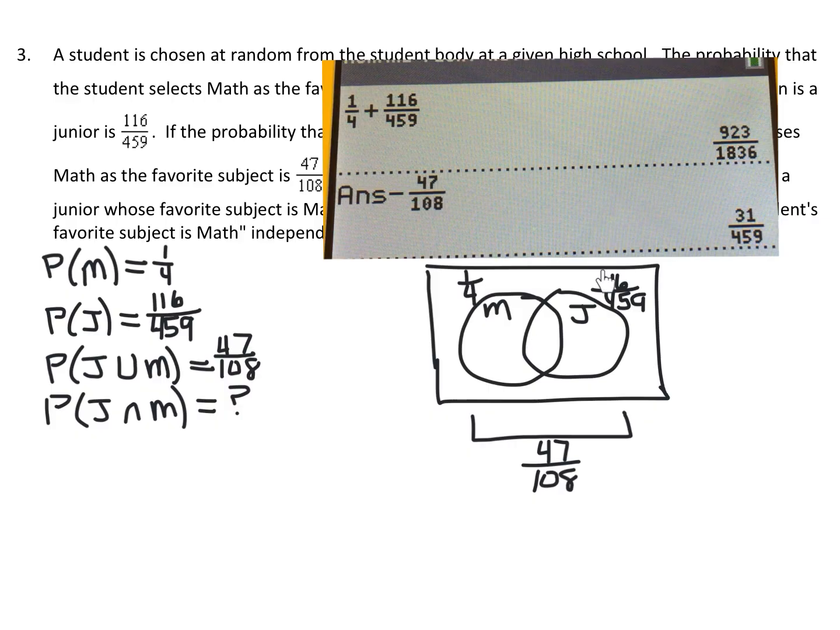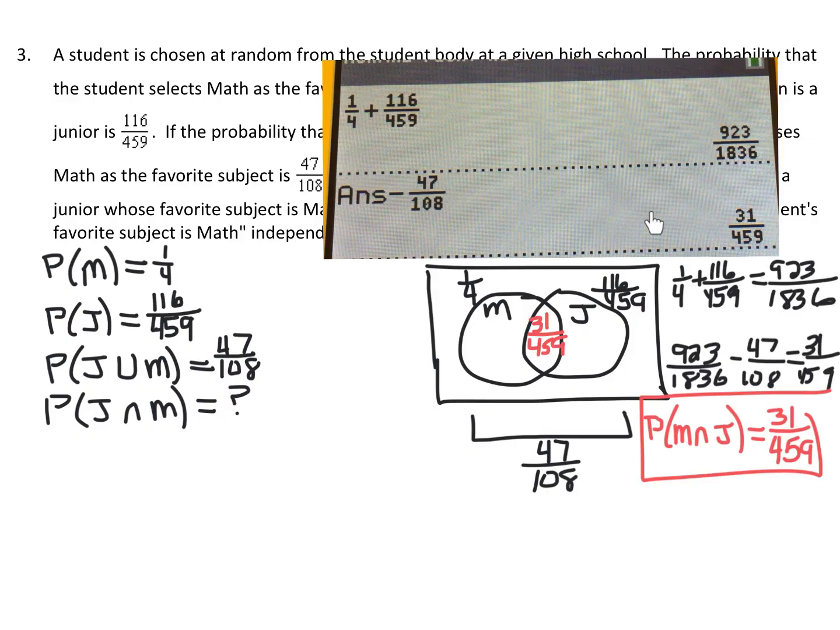So I added these two up and got 923 over 1836. And then I subtracted the or from it. And that told me that 31 out of 459 was the number that goes in the middle of the circle. That was the number that was accounted for twice. Okay, so all I did was copy this work onto my paper. The probability of math and junior, or actually I wrote it the opposite here, same thing, junior and math, being a junior whose favorite subject is math, is 31 over 459.